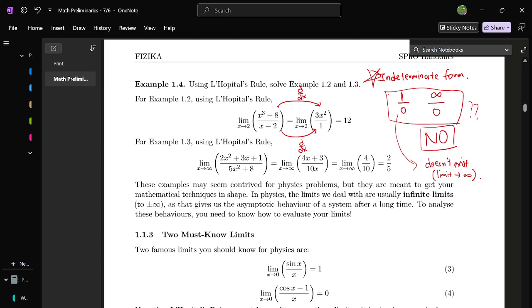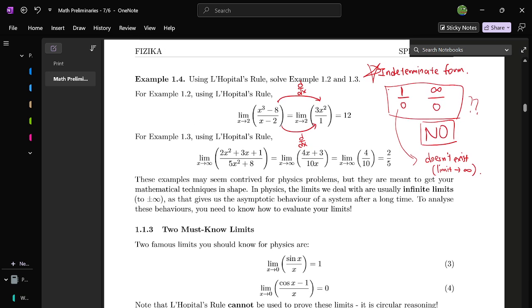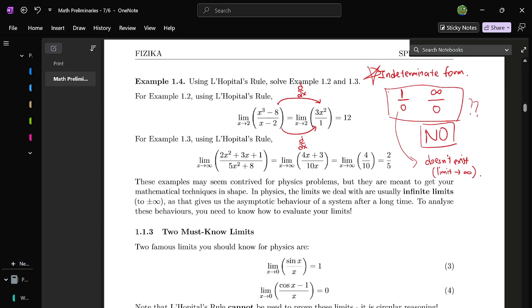Okay. Before we see the example, the two famous limits that you should know are these two. I believe everyone should have seen the first one before, hopefully. The second one might not be that familiar, but you should know it, because it pops up quite frequently.